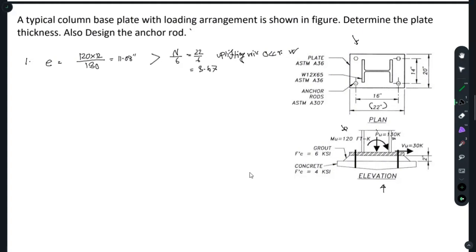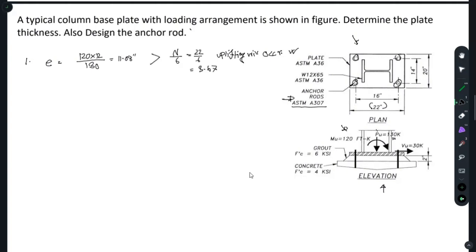Later, what do you need? In the design part, you have been given the number of anchor rods you'll use. You have been given four anchor rods and the spacing of them, and the strength of the anchor rod is also given. So you're using ASTM A307 anchor rods. In the design, you will just find out the diameter of that anchor rod.